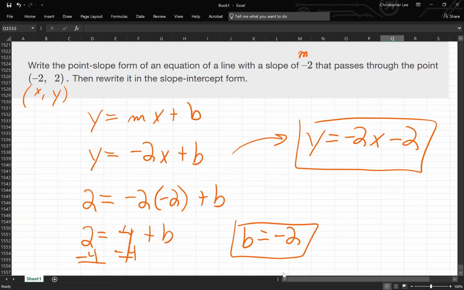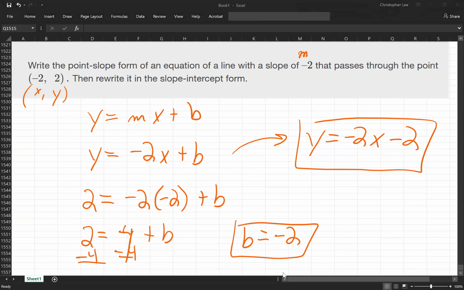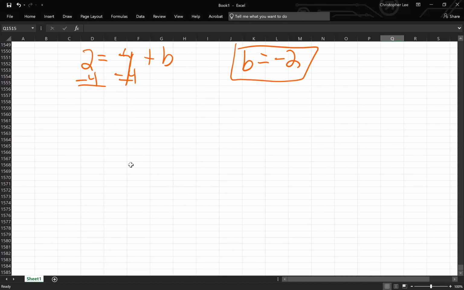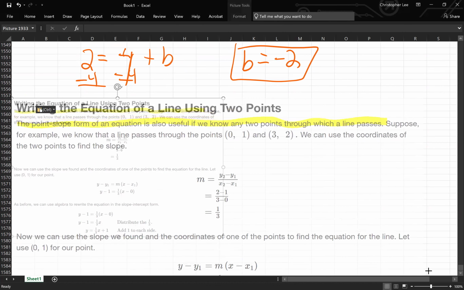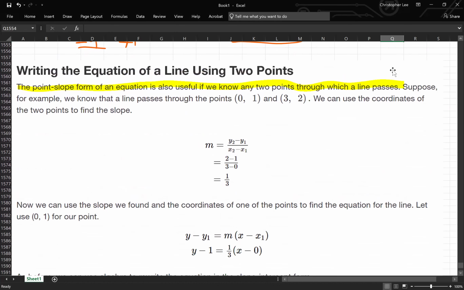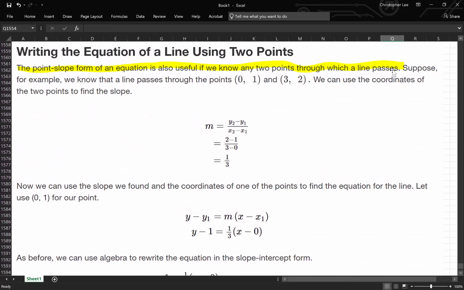So if we understand this, let's jump to something else. Let's talk about writing the equation of a line given 2 points. So now we don't even have the slope, so we have to find the slope first. The point slope form of the equation is also useful if we know any 2 points through which a line passes. Suppose, for example, we know that a line passes through the points (0, 1) and (3, 2). We can use the coordinates of the 2 points to find the slope. So slope is equal to y2 minus y1 over x2 minus x1. So we're going to do 2 minus 1 over 3 minus 0, which is going to give us 1/3.